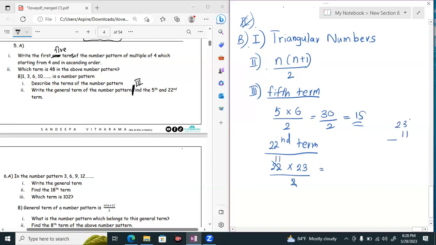There is an easy way to multiply a 2 digit number by 11. You can just keep the 2 digits separately like this and add these two. 2 plus 3 is 5. Write the 5 in the middle of these 2 digits. Then the answer is 253. The 22nd term is 253. Okay.